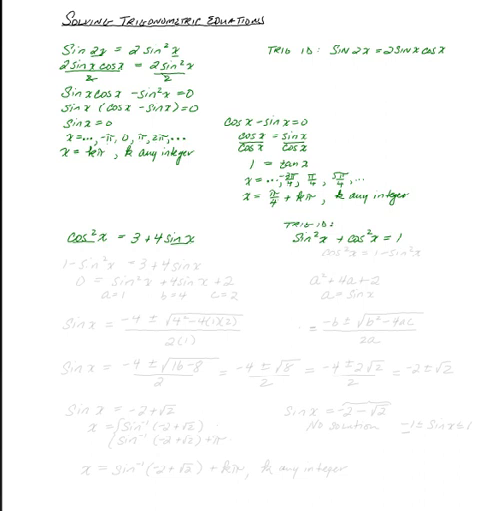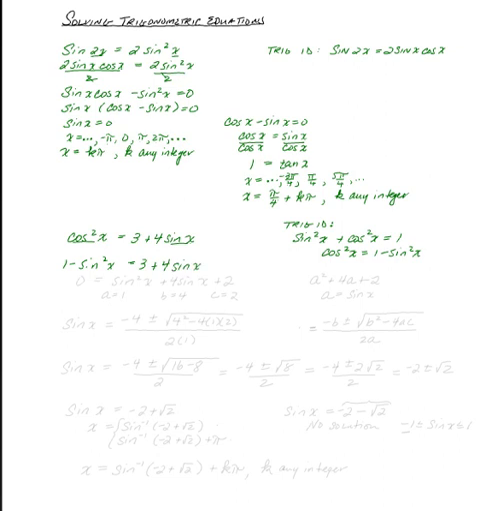So since I have that memorized, I can use that. I can solve for cosine squared. I can say cosine squared of x is equal to 1 minus sine squared of x. Now we can substitute that into our equation over here. 1 minus sine squared of x equals 3 plus 4 times the sine of x.